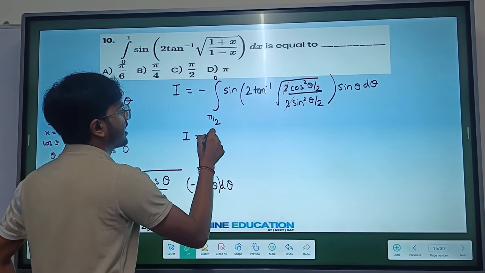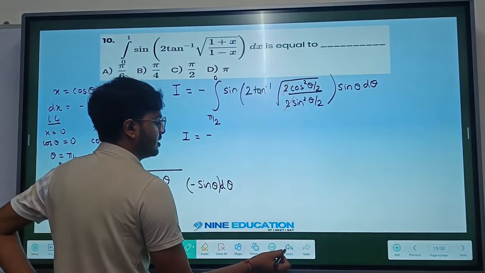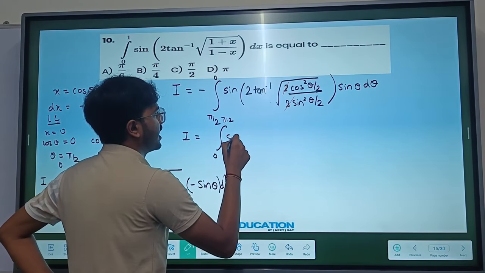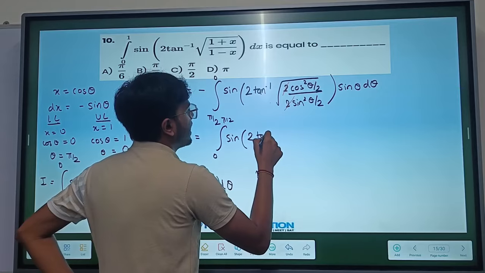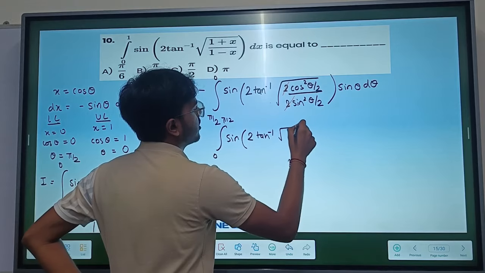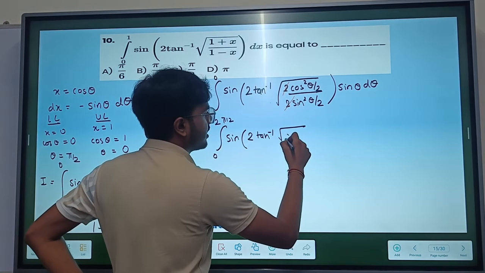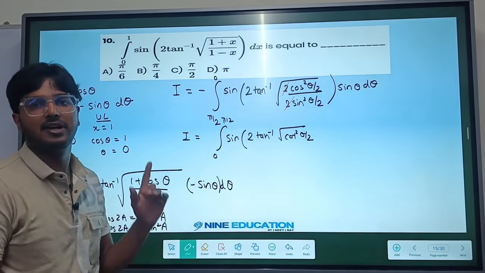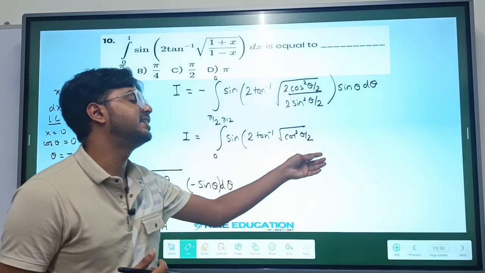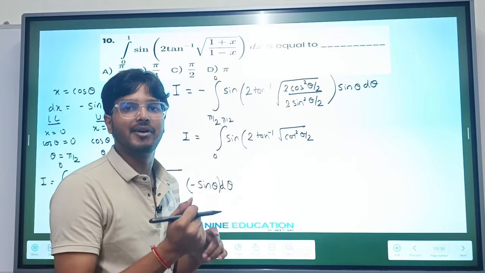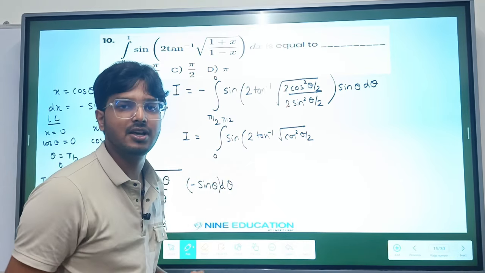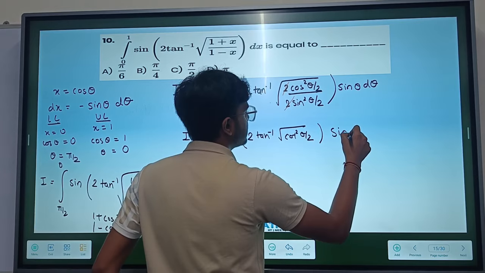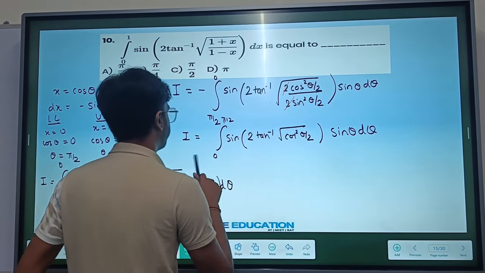With this minus, can I interchange the limits? So with this minus, I'll interchange the limits 0 to pi by 2 sine of 2 tan inverse. This will be under root of cos square by sin square, cot square theta by 2. Since we are dealing only from 0 to pi by 2, theta by 2 will be from 0 to pi by 4. From 0 to pi by 4, cot is positive. So this whole root will open in positive. Sin theta d theta.